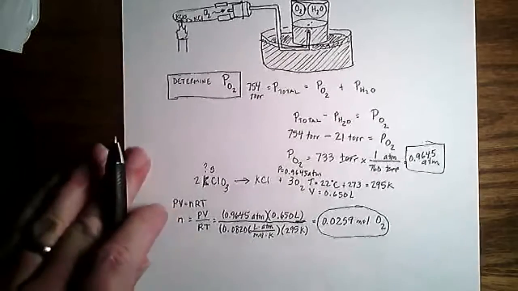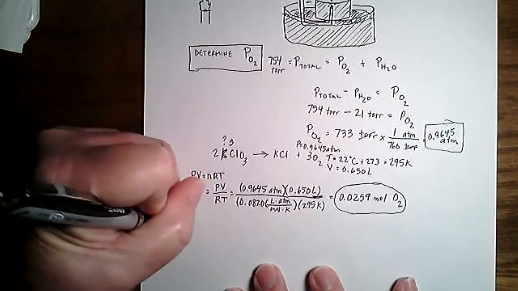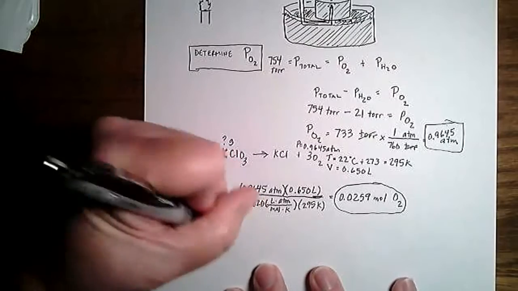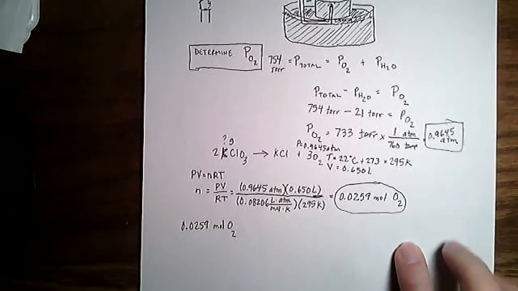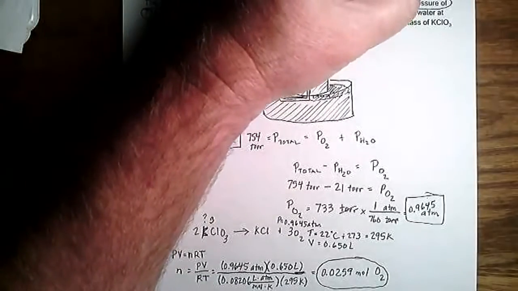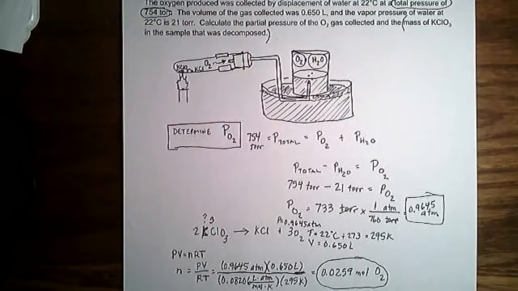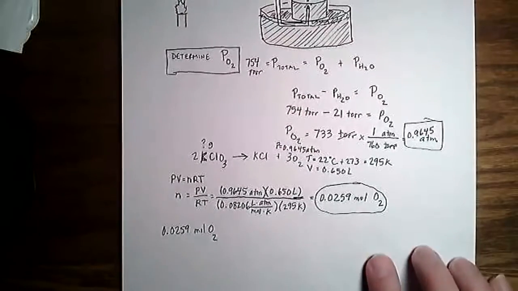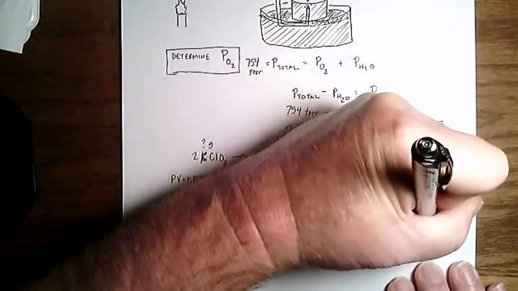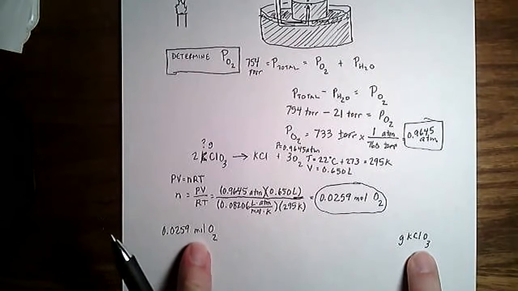I'm going to start this final calculation, the actual stoichiometry here. I'm going to start with 0.0259 moles O2. Where do I want to end up with this? What's the question asking me for? Well, if you go back up here, I can see that the thing they're asking me for is the mass of the KClO3. So what I want to know from this calculation is grams KClO3. That's where I want to end up. I don't have the right substance. I know I need to convert it.